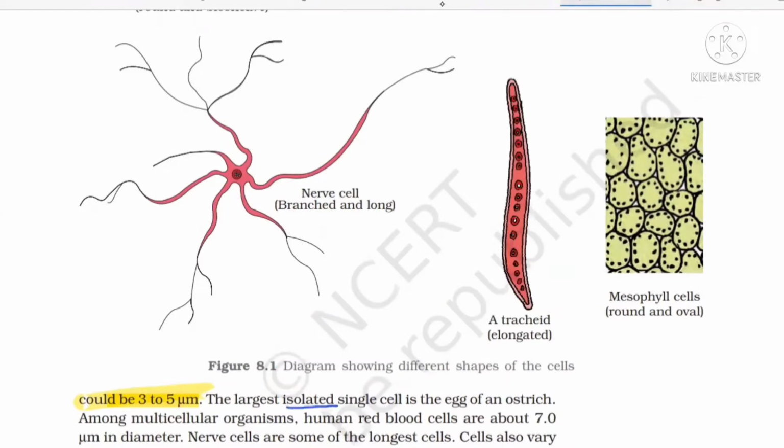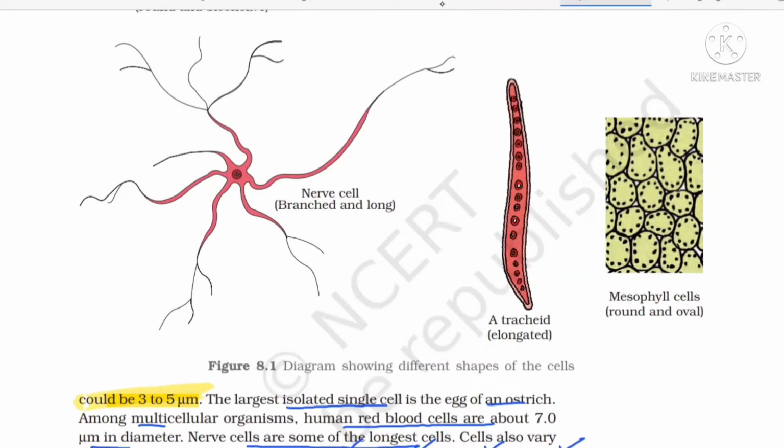The largest isolated single cell is the egg of the ostrich, and in our multicellular organism, the RBC is this much in diameter. The nerve cell is the longest cell. Cells can vary in shape: disc-like, polygonal, columnar, cuboidal, thread-like, even irregular. For the thread-like, you have to remember, it's a nerve cell.